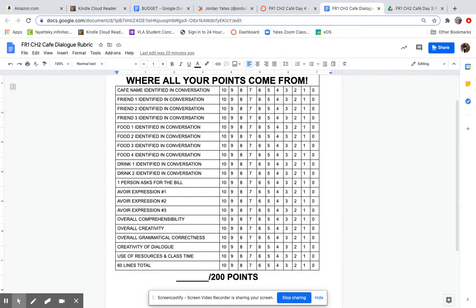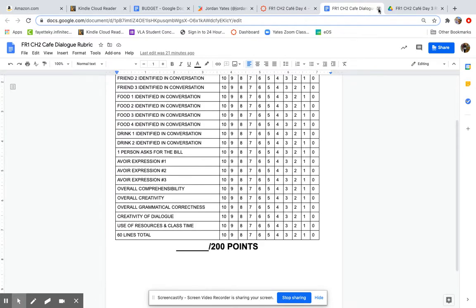Overall comprehensibility. Oh my gosh, I gave you too many, whatever. Overall comprehensibility: do I understand what you're saying? Yes, 10 points. Creativity. There's 2 on here, so you get 20 points for creativity. And then grammatical correctness. The more correct you are, the more points you get. Use of resources and class time: are you using your notes to figure out what lines to say? And did you meet that line requirement of 60 lines? 200 points there.